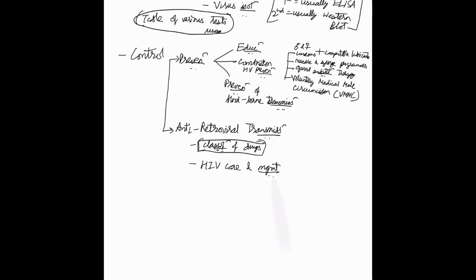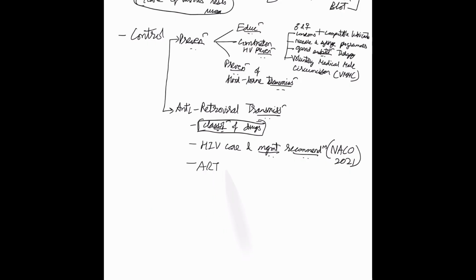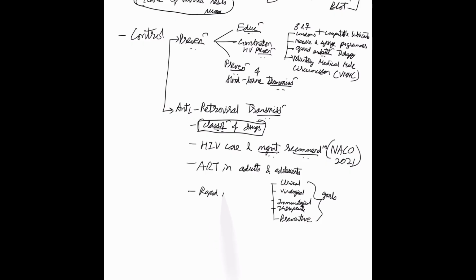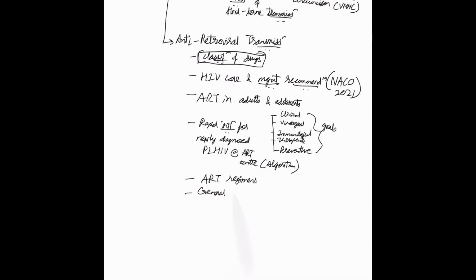It's therapy, not transmission, guys. Please forgive me for the same. Classification of drugs is very important. And HIV care and management recommendations according to NACO 2021 is also important. Antiretroviral therapy in adults and adolescents. So you should know the clinical, virological, immunological, therapeutic, and preventive goals of ART.